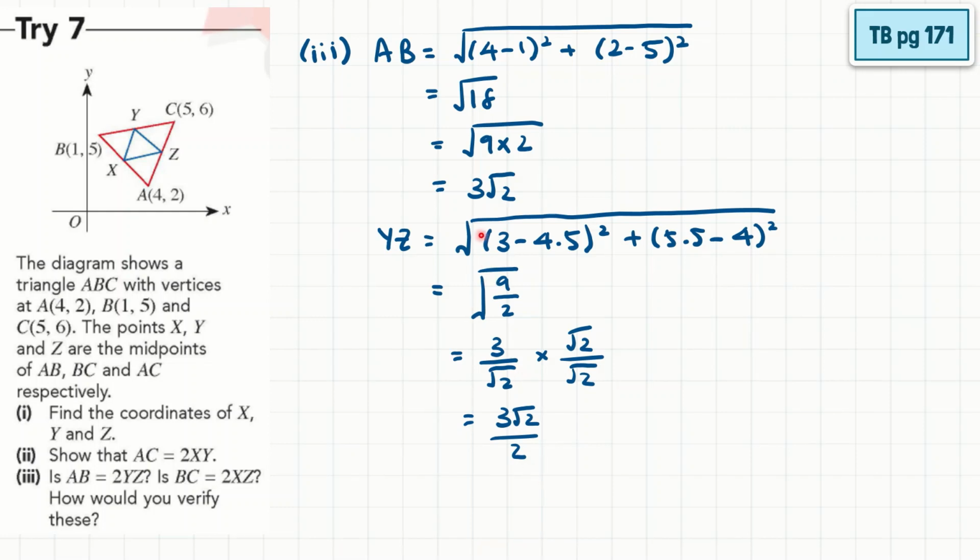Now we can see very clearly, based on what we have arrived at for AB as well as YZ, that when I multiply YZ by 2, I am going to get AB itself. So we say AB equals 2 times 3 root 2 over 2, which equals 2 times YZ. And that will be how we show the first question in part 3.